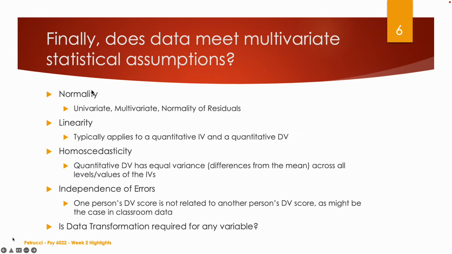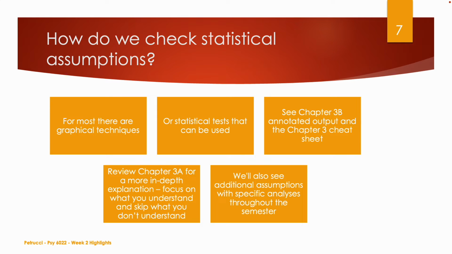And finally, based on what we learn with these assumptions, do we need to transform any variables because they're not sufficiently normally distributed? So the chapter goes through how to check all of these. We have lots of ways to check on statistical assumptions. For most of them, there's some type of graphical technique, so we look at the data, there's a visual graph that we can look at. There might be statistical tests that we can use.